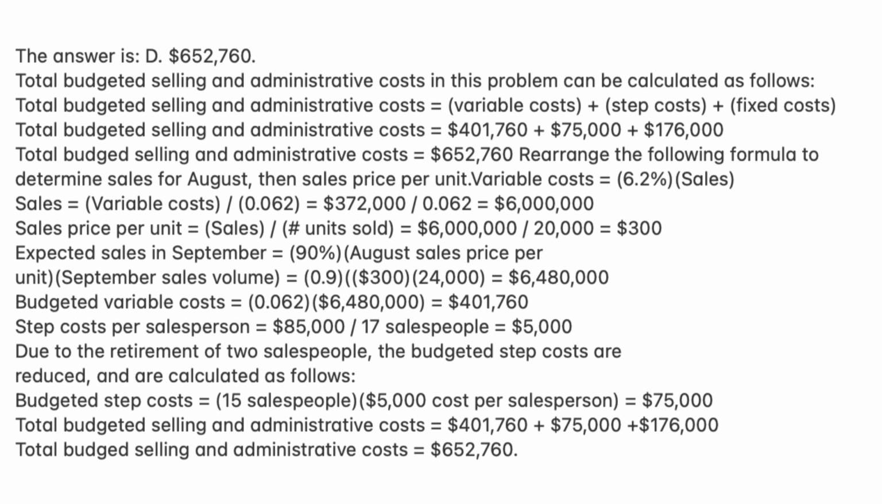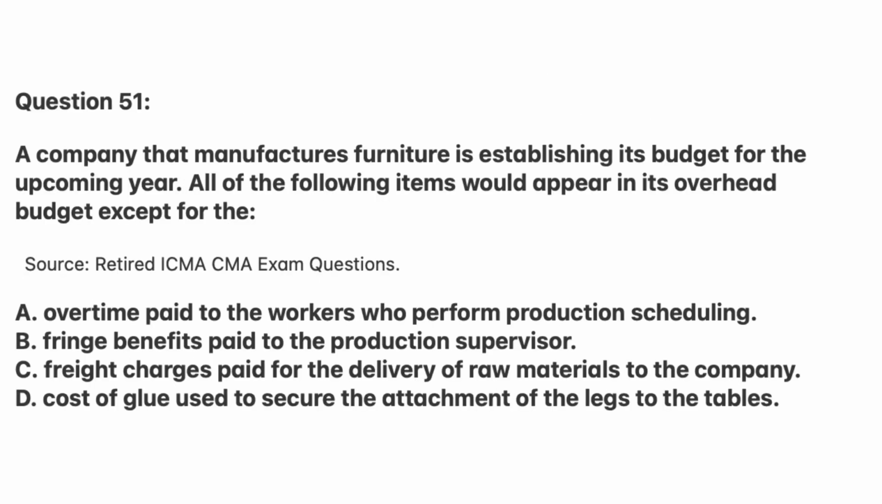Due to the retirement of 2 salespeople, the budgeted step costs are reduced and are calculated as follows. Budgeted step costs equals 15 salespeople × $5,000 cost per salesperson, which equals $75,000. Total budgeted selling and administrative costs equals $401,760 plus $75,000 plus $176,000. Total budgeted selling and administrative costs equals $652,760.